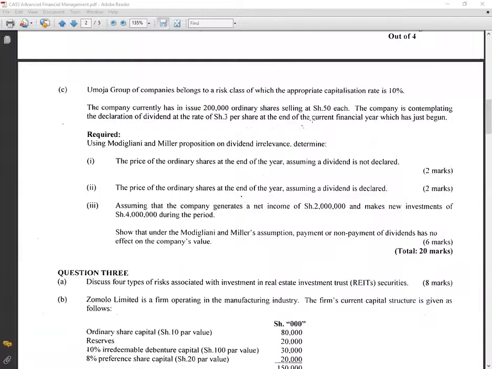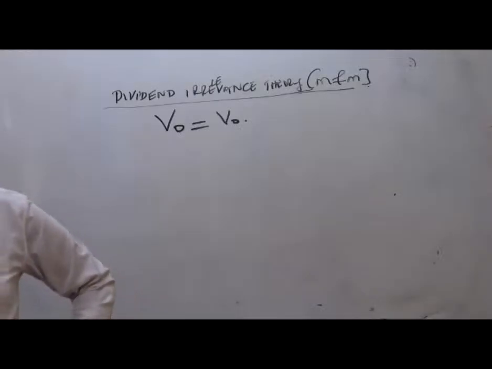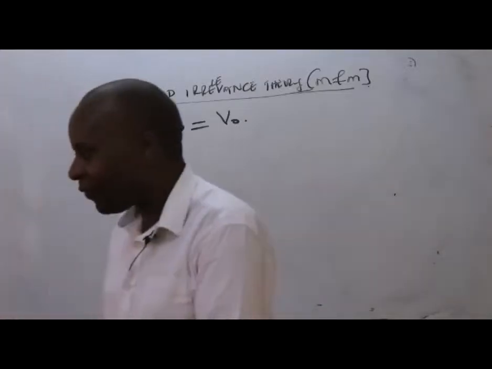Using the Modigliani and Miller proposition on dividend irrelevance, not farm valuation per se, not the normal Modigliani and Miller, determine the price of the ordinary shares at the end of the year, assuming a dividend is not declared. I like this, ladies and gentlemen, because this is quite a funny one.